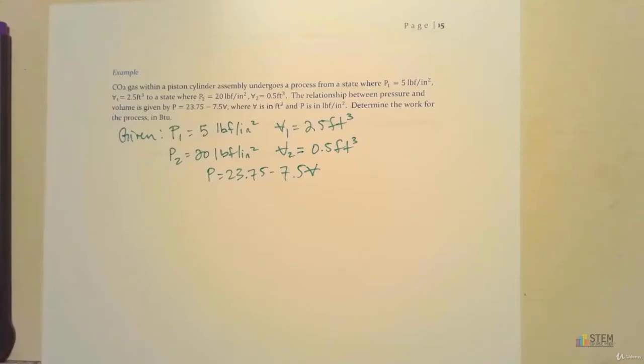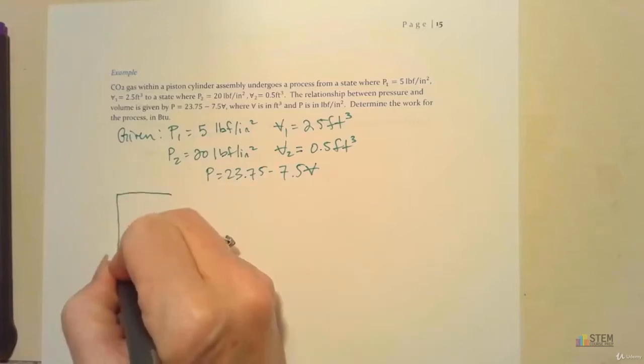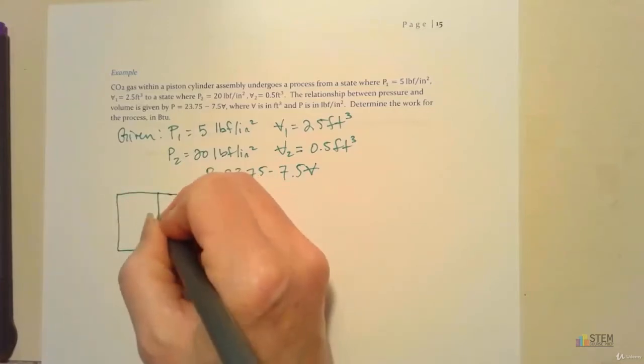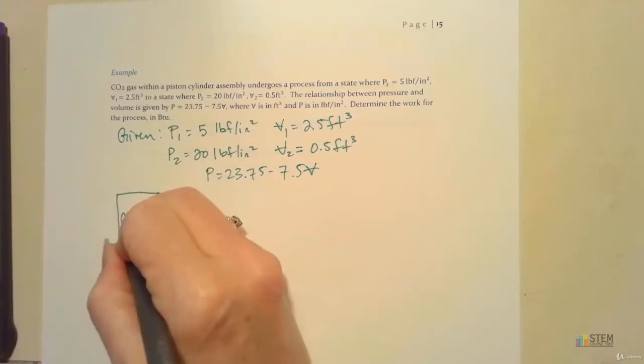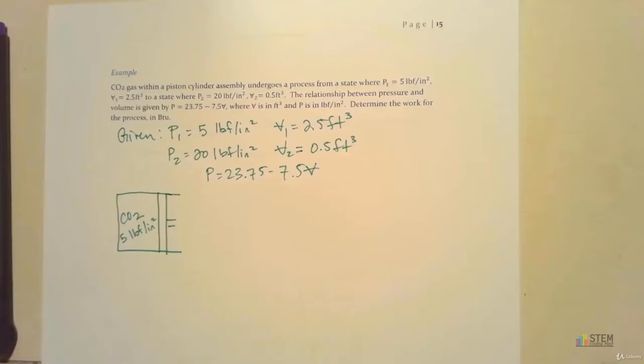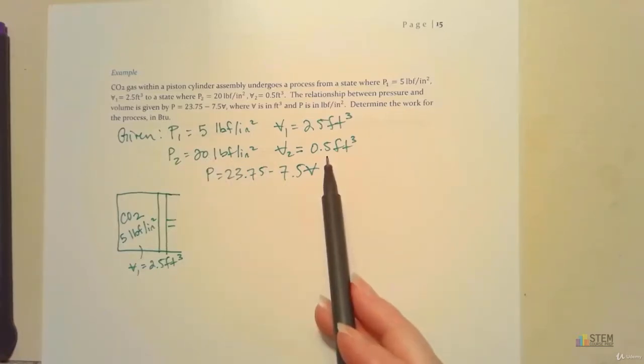Now, what we want to do is we want to find the work in the process. Now, before we start looking at equations and everything, let's draw a picture so we can kind of see what's going on. So this is a piston cylinder assembly, so I'm just going to draw it like this. There's the piston, and here I've got the CO2. Initially, my pressure is going to be at 5 psi, and this volume in here is 2.5. Now, this is what we start out with. Now let's look and see what happens. So our pressure is going to increase, and the volume decreases.